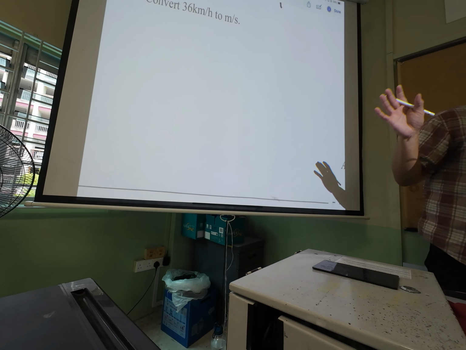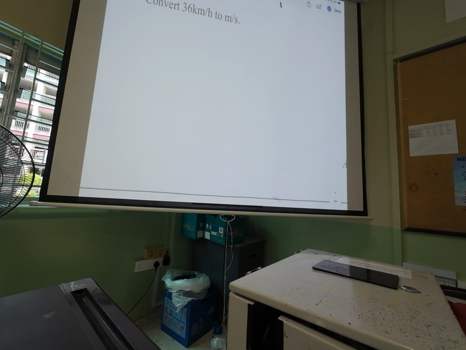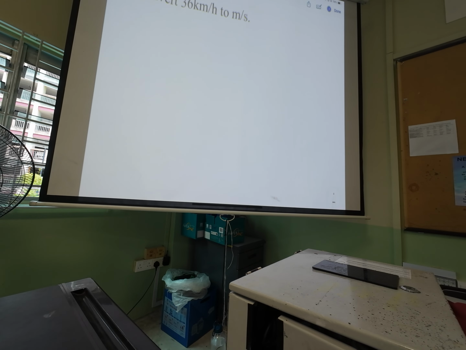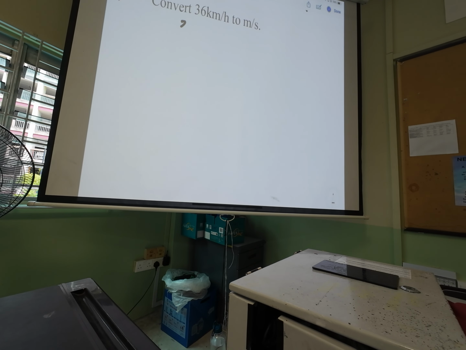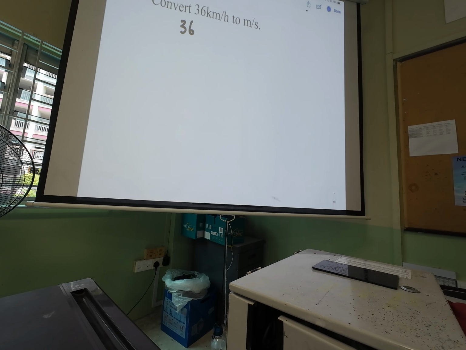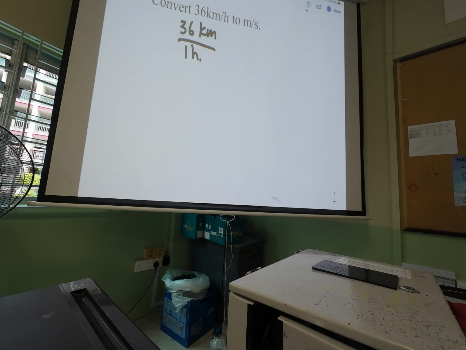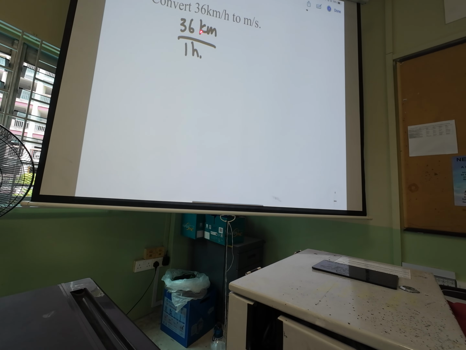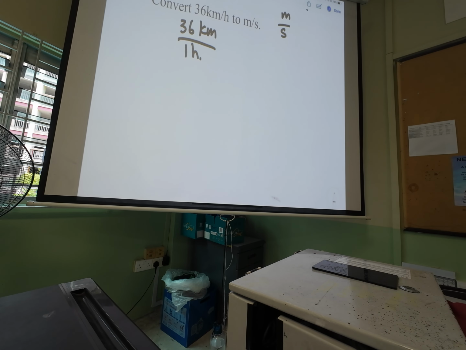Convert. This one we do quite a lot of time in class. So some of you still got it wrong. When we want to convert 36 km/h, I mentioned before, this slash itself is like a divide. So what this 36 km/h means is actually 36 km for every 1 hour. Then we want to change it to meter per second. We want to know how many meter per 1 second.